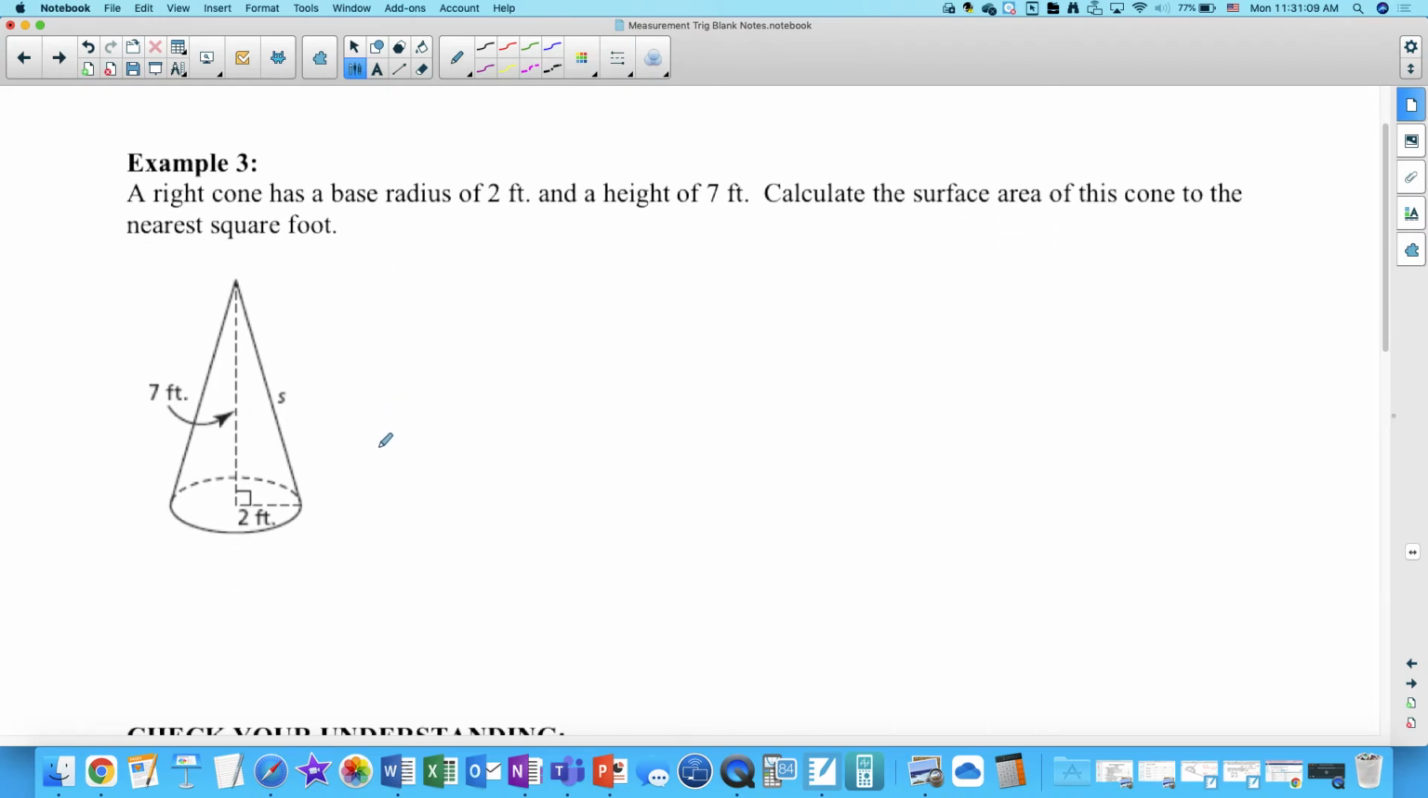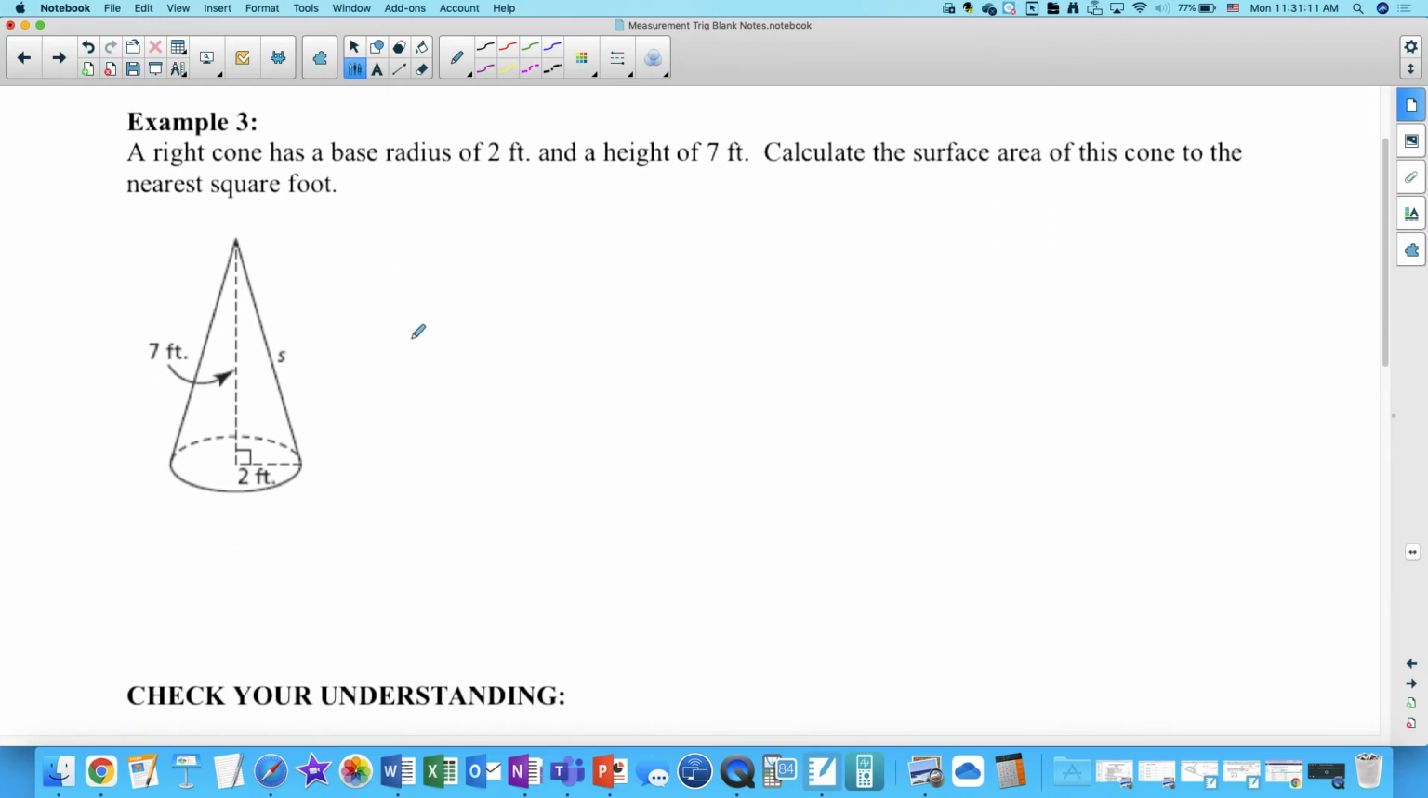Let's look at some examples. A right cone has a base radius of 2 feet and a height of 7 feet. Calculate the surface area of this cone to the nearest square foot. Okay, so the surface area of the whole cone is going to be pi r s plus pi r squared. But we don't know s yet. It's going to be the same situation as when we were looking at the pyramids. We have to use the Pythagorean Theorem to figure out the slant height. So we have to do that first.